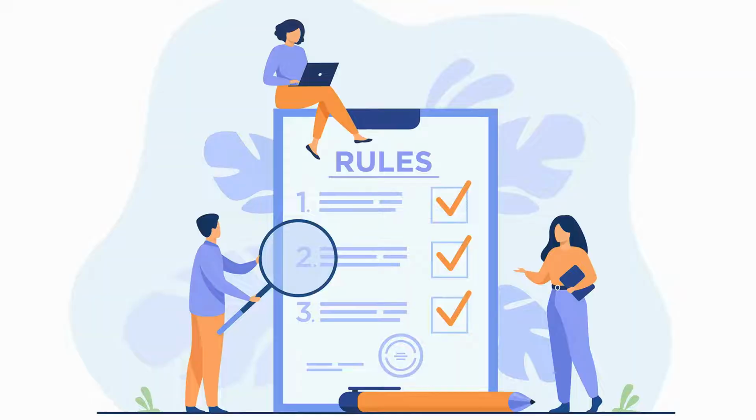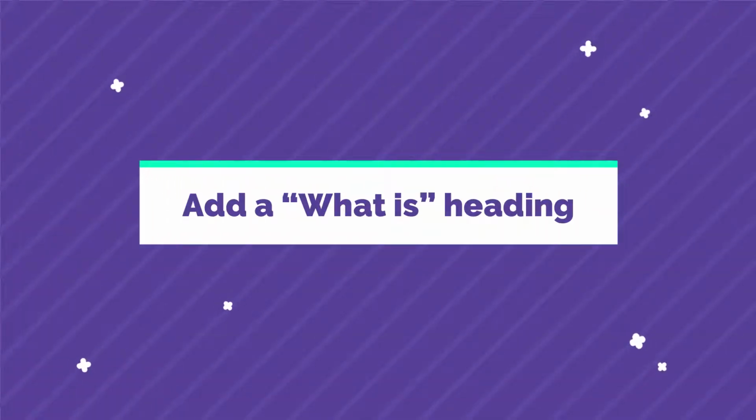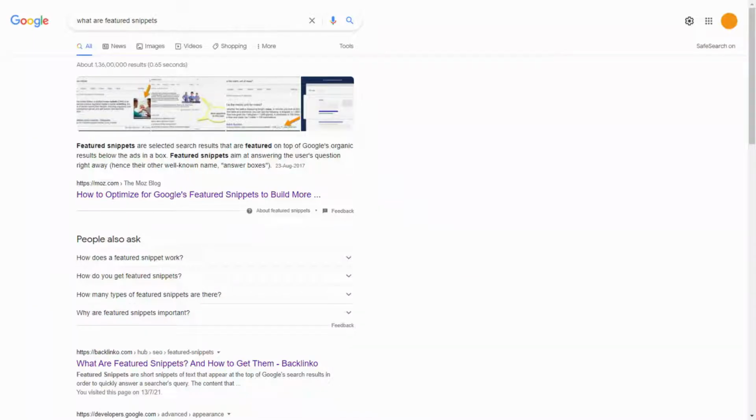So rule number 1 is add a what is heading. The web pages must feature a what is heading followed by a brief explanation. The quality of content in the explanation matters as Google will read this out in voice searches. For example, what are featured snippets?